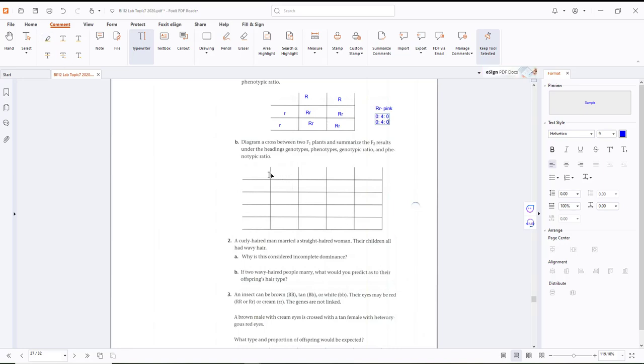In the next question, we have diagram a cross between two F1 plants. So we're talking about the big R, little r. Big R, oops, F. And summarize the F2 results. Okay, I don't know why they give you a dihybrid, so ignore that. I guess they're trying to trick you there.